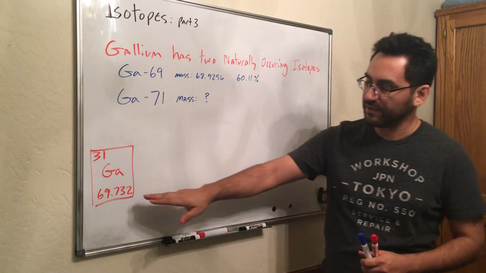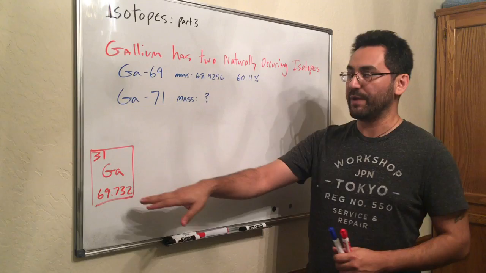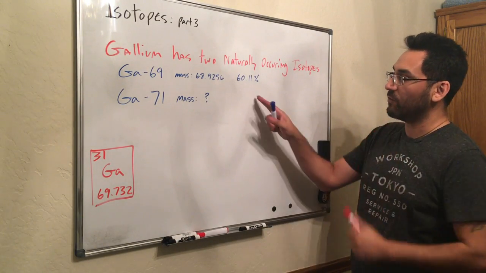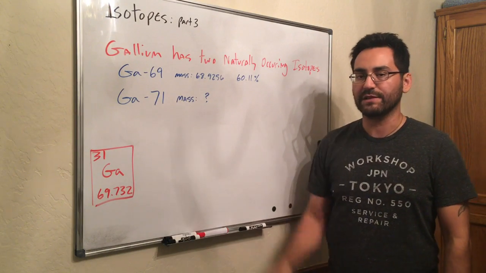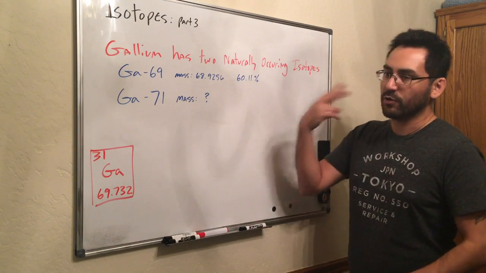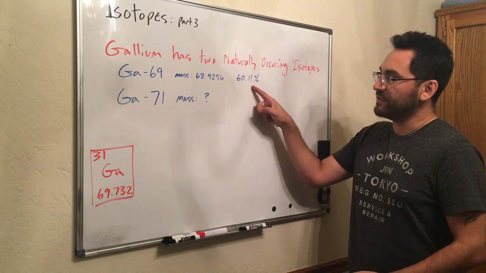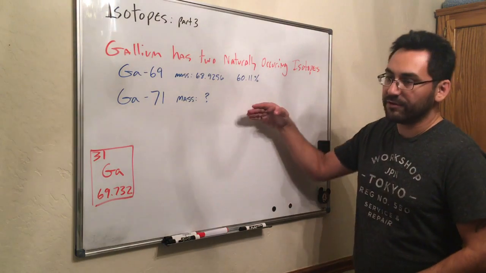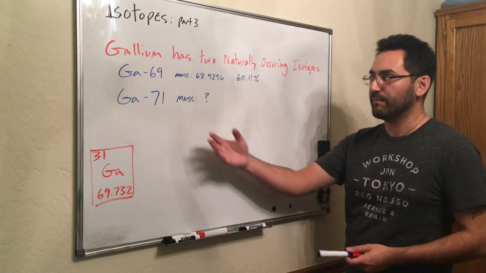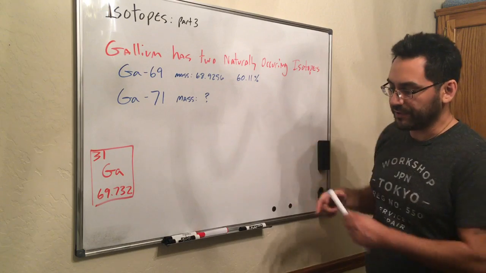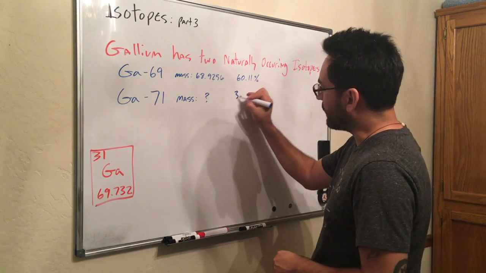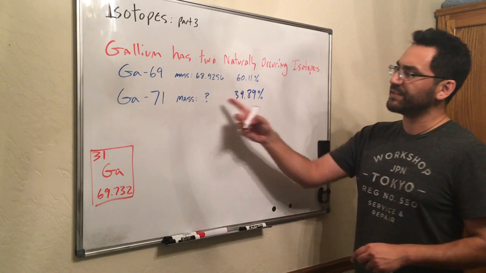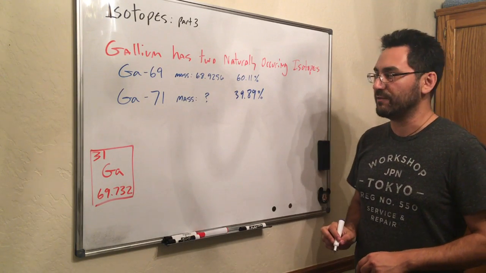So here we're going to use the atomic mass, the average mass, and then our percents. So the first thing we need to do is figure out what is the percent abundance of gallium-71. Now there's only two isotopes, and gallium-69 takes up 60.11%. So together they make 100% of all the gallium. So if we subtract this number from 100, we'll actually get 39.89%. So that's the percent abundance for gallium-71.